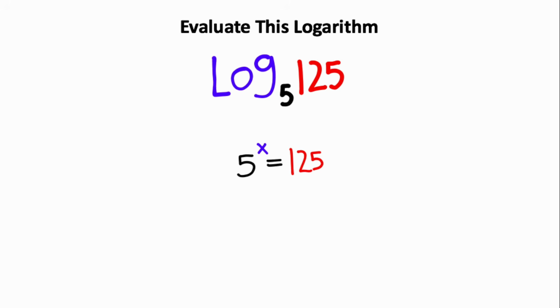So another way you could write this is like this. So we're trying to figure out what x is here. 5 to what power gives us 125? In this case, it's going to be 3. 5 cubed will give you 125, because 5 times 5 times 5 is 125.